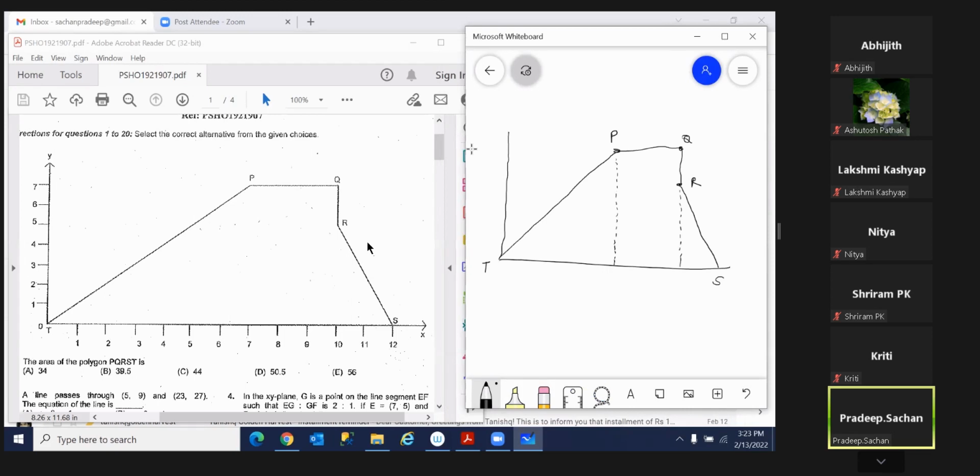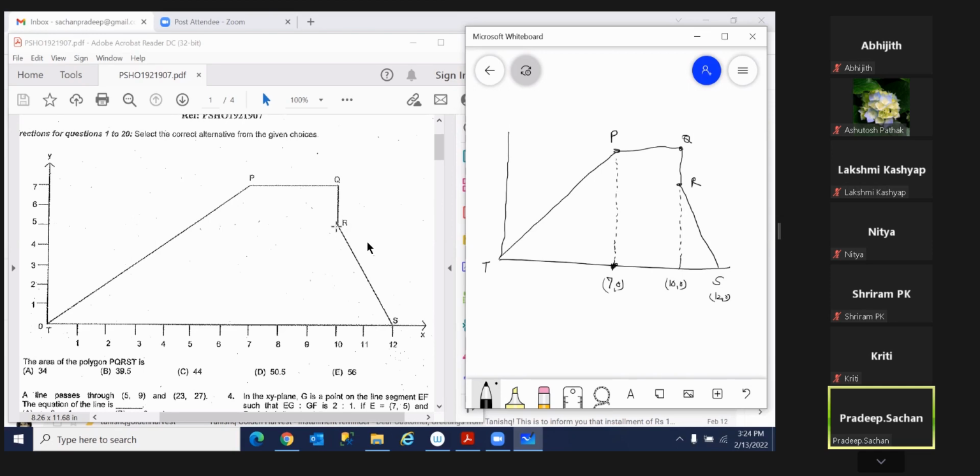Okay. Can you tell me where the vertical line of P will come? At 7, correct? Means 7, 0 basically. And this Q will fall at 10, 0 basically. S is at 12, 0. R is at approximately 5, no? So we'll say R is at 10, 5.